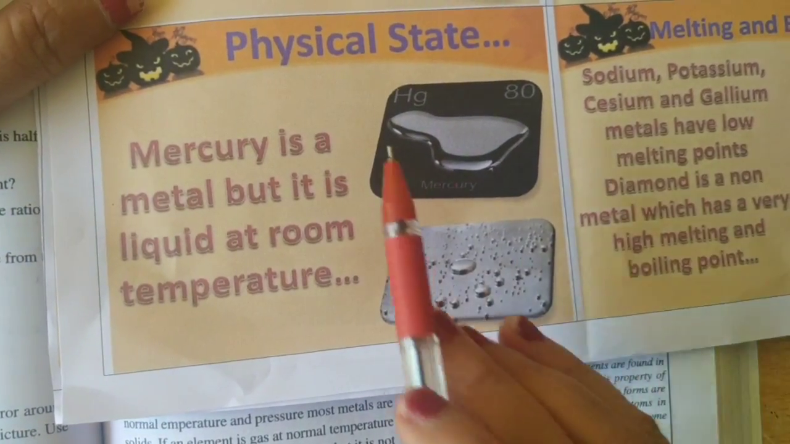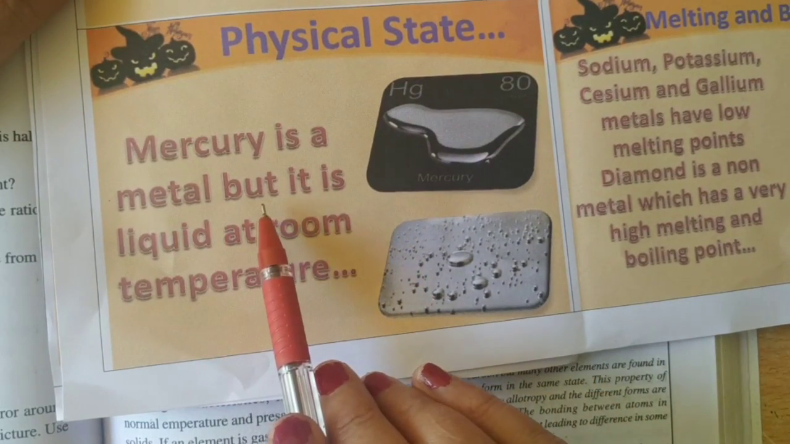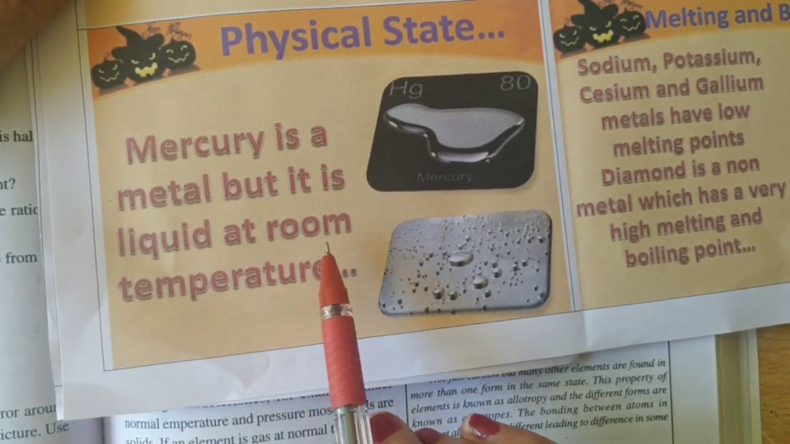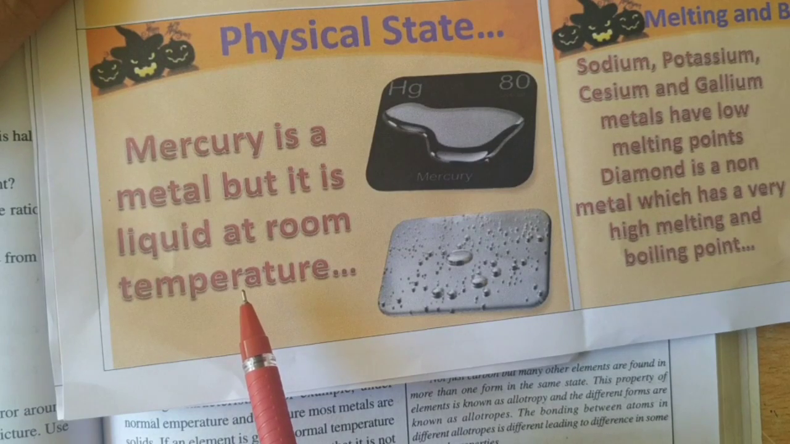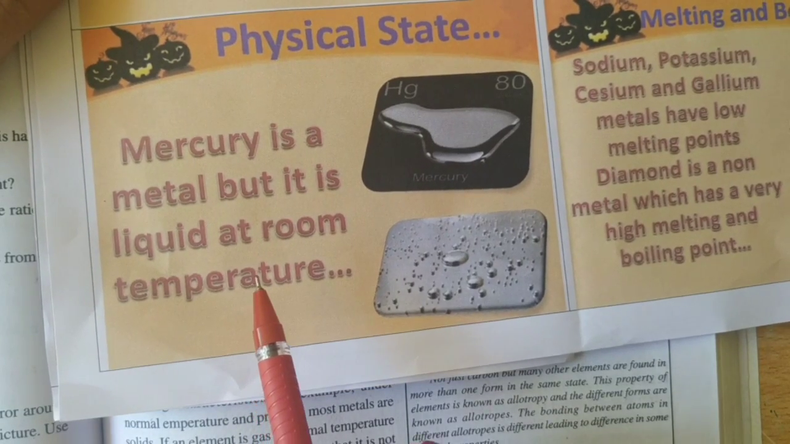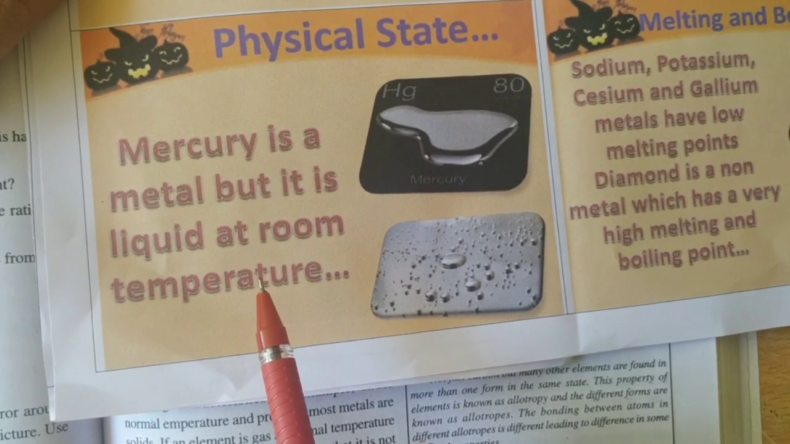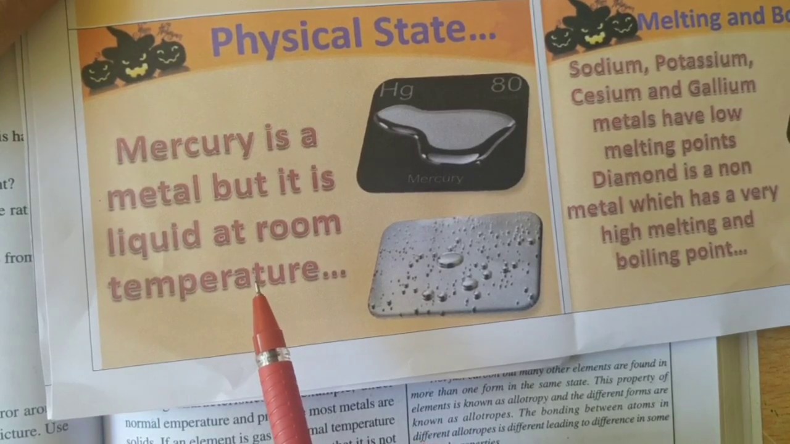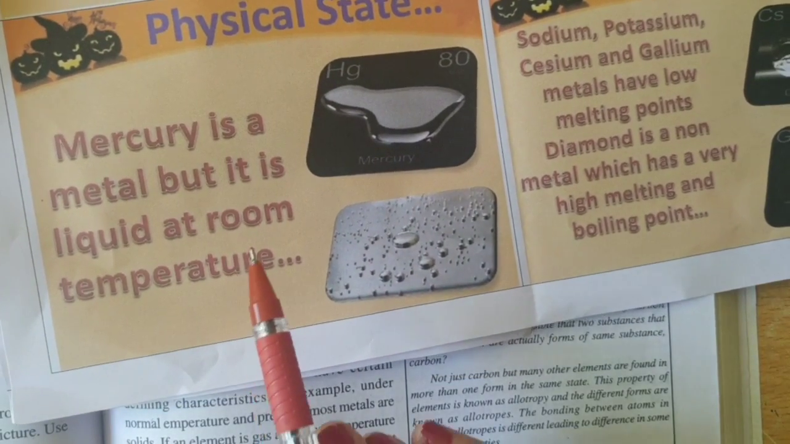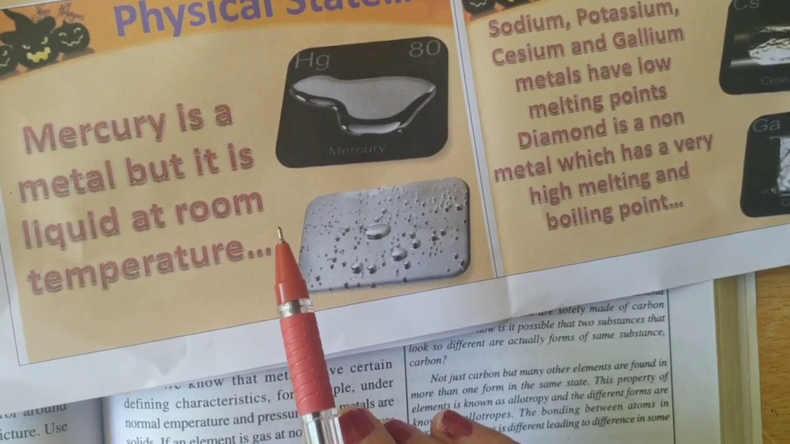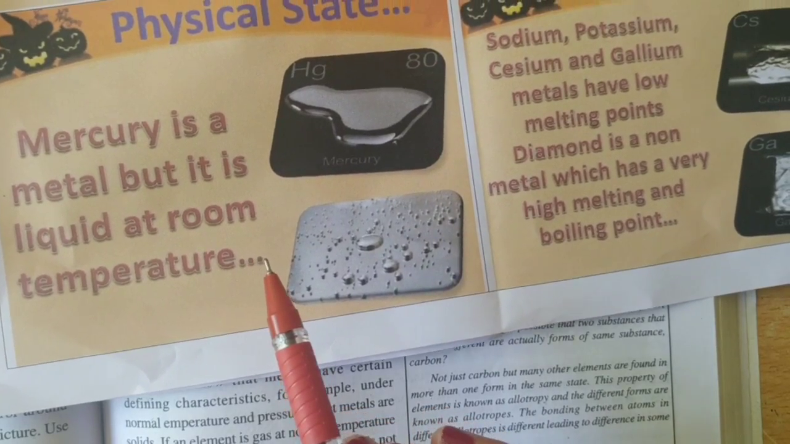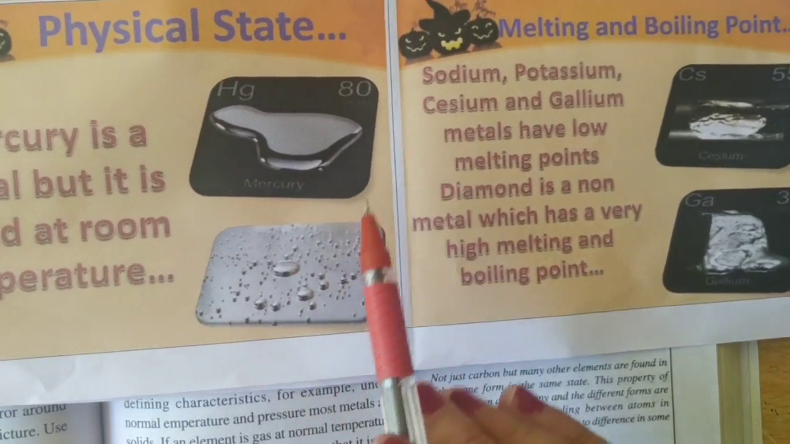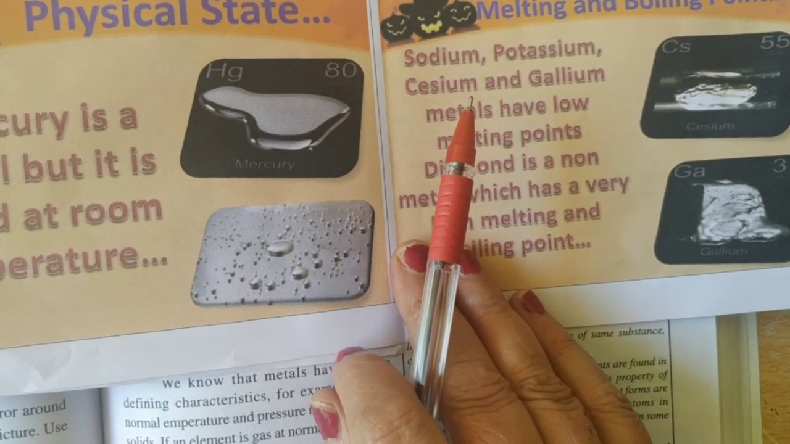About their state, mercury is a metal, but it is liquid at room temperature. And some nonmetals are found in gaseous form. Generally they are found in gaseous form. Mercury is found in liquid form at room temperature.